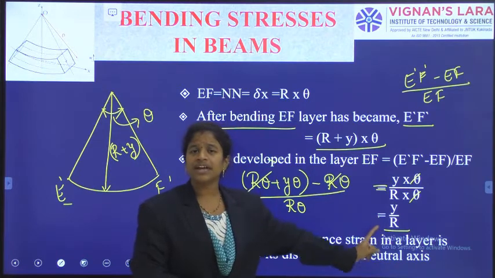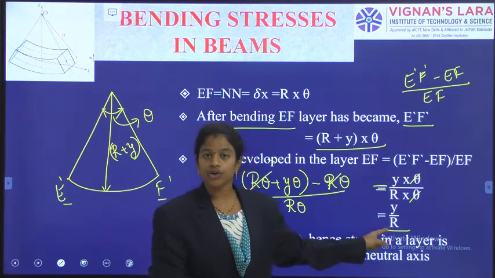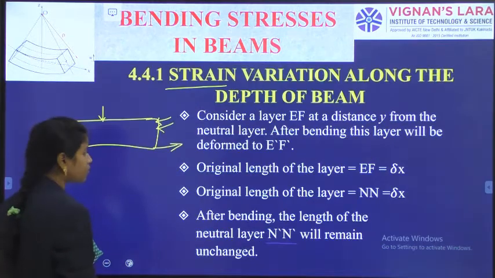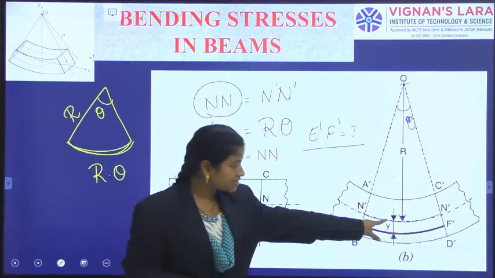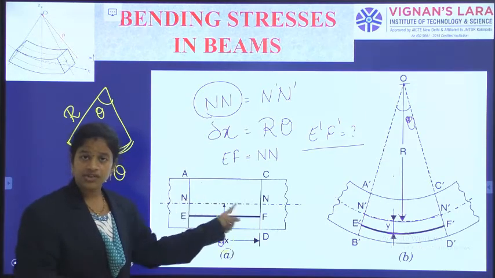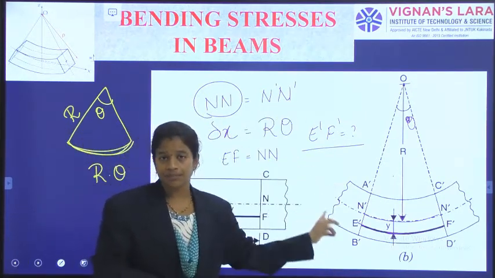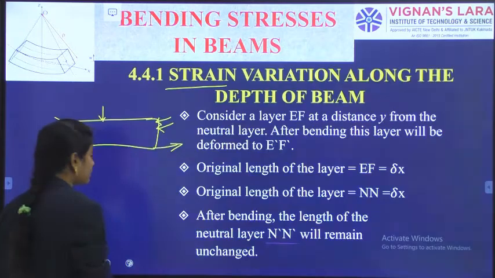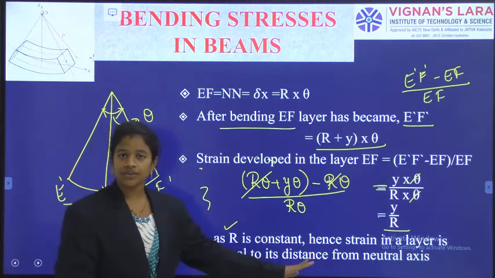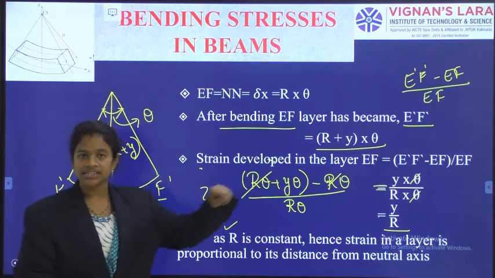Here what is this y and what is this r? Y is the distance of that particular layer from the neutral layer. You can observe here also, the distance of this particular layer from the neutral layer. And capital R is the radius of curvature of the beam. And capital R, the radius of curvature, is a constant value. So we know for this beam that R is constant because the neutral layer location is constant.